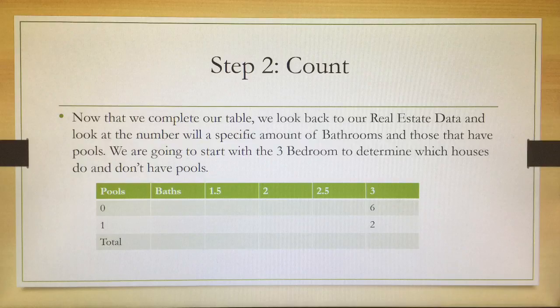For the second part, we count the houses that have the corresponding baths, those that have a pool and those without a pool. For example, under the houses that have 3 baths, there's 9, but I accidentally put the 2 there. So we have 9 houses that have 3 baths, but only 6 of them don't have pools, and 3 of them have pools. That's a total of 9 houses. That's how we plug in the numbers on the table. On the next part, I will show you the completed table.